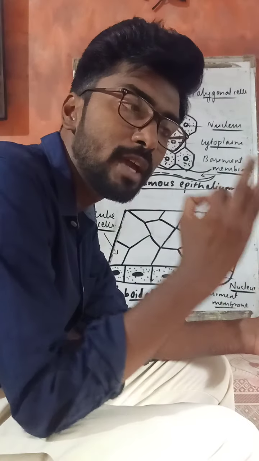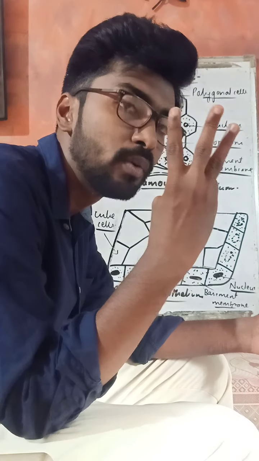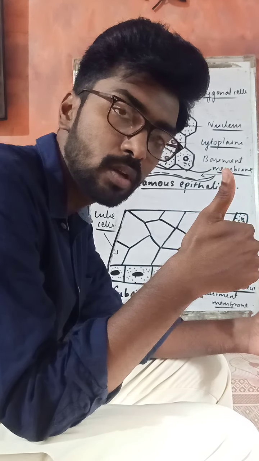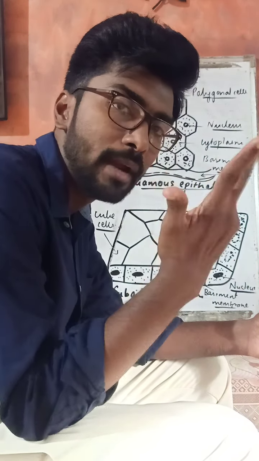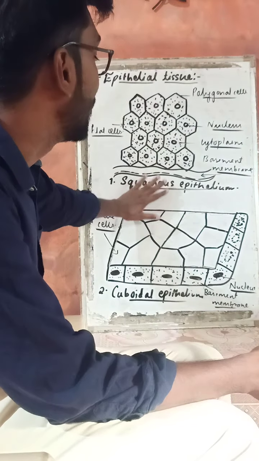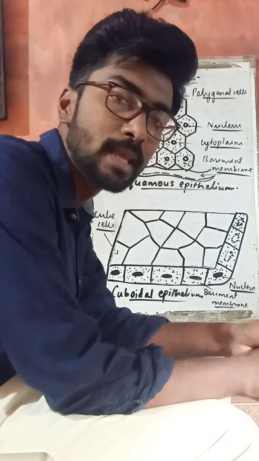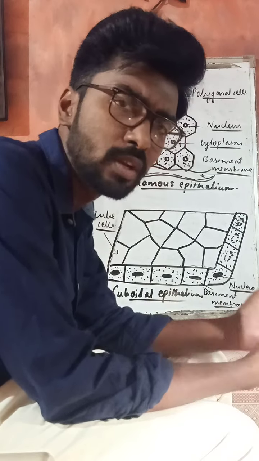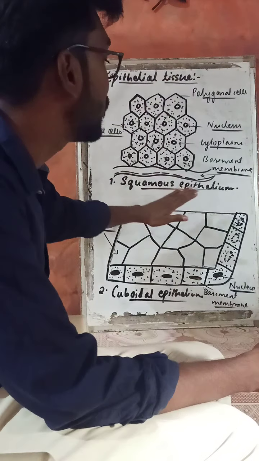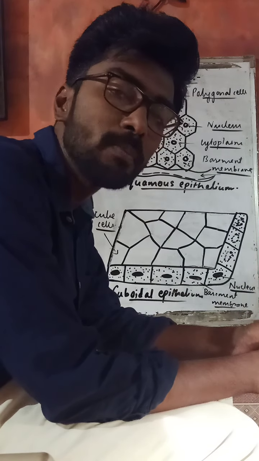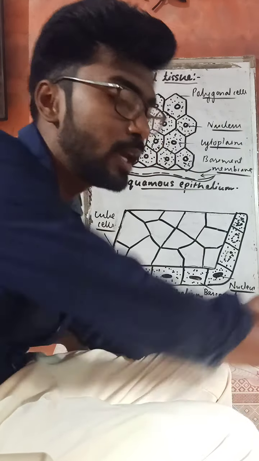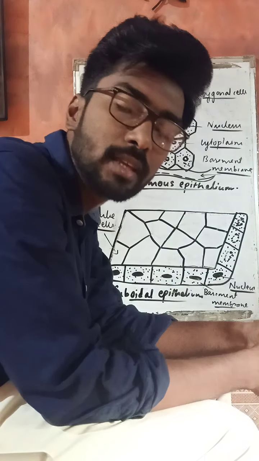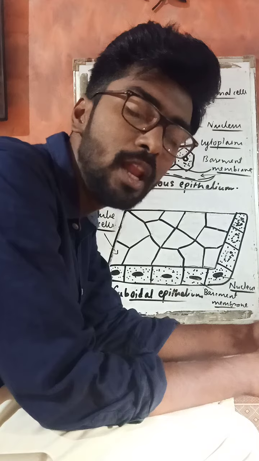In every tissue, we are going to study 3 important components. Number 1, location. Number 2, structure. And number 3, function. So let's start. First, squamous epithelium. Number 1, location. Where is it present? It generally forms the outer layer of the skin. Our entire outer layer of the skin is generally made up of squamous epithelial tissue.